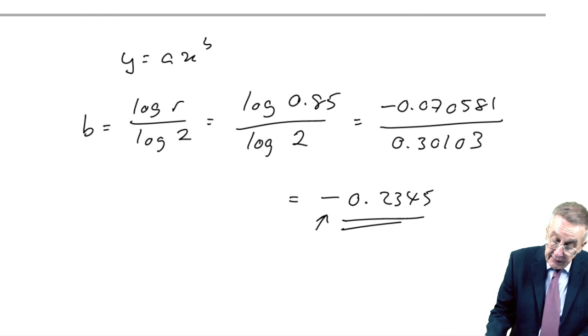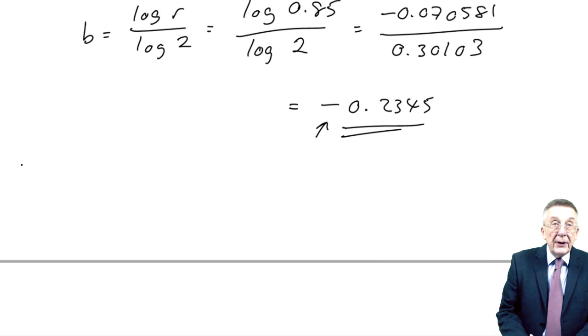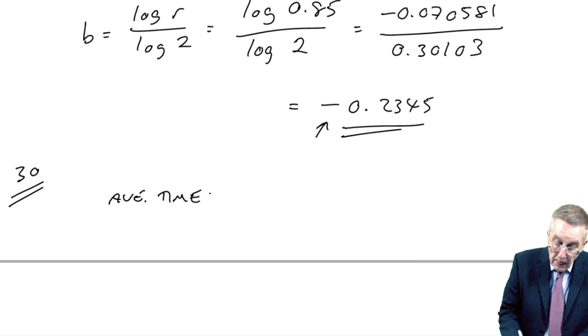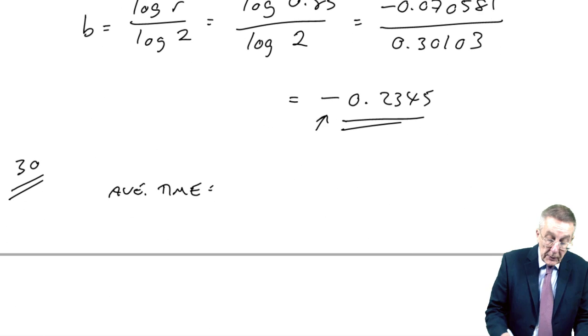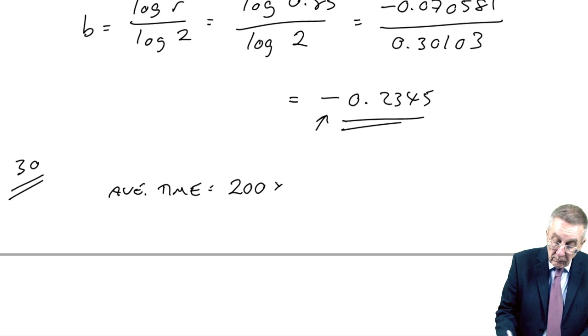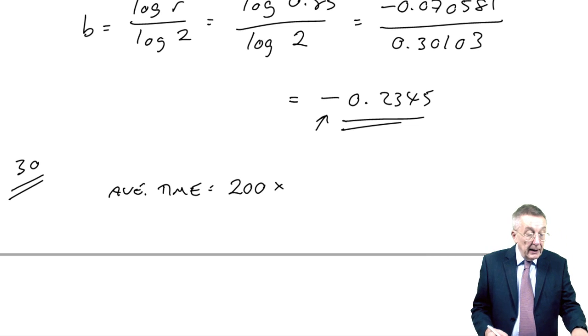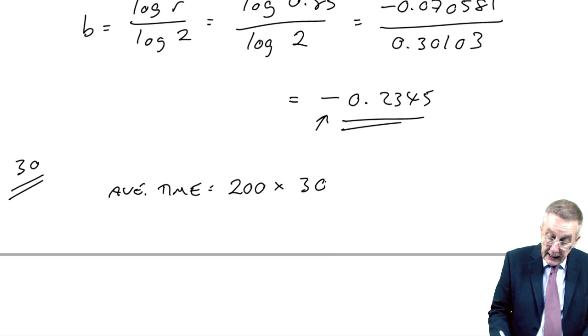Having got that, or being given it, then we can use the main formula. But remember, I want the average time for 30. Well, the average time will be equal to A, the time for the first, which was 200, times X, which was the number of units, which is 30, to the power minus 0.2345.